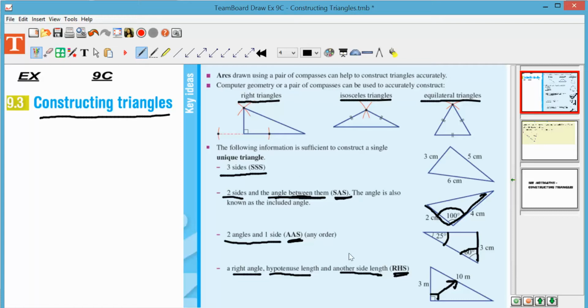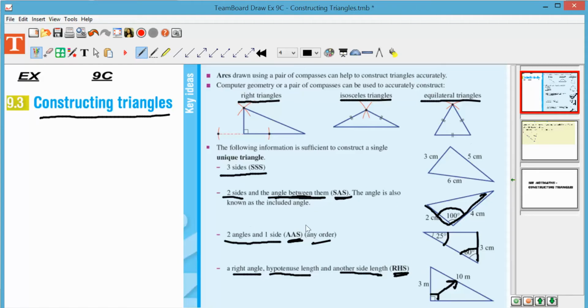Okay, so there are four different methods. So three sides, a side, angle, side. The angle has to be between the two sides. Two angles and a side, any order, doesn't matter. And lastly, the right angle, the hypotenuse, and a side will allow you to construct them.